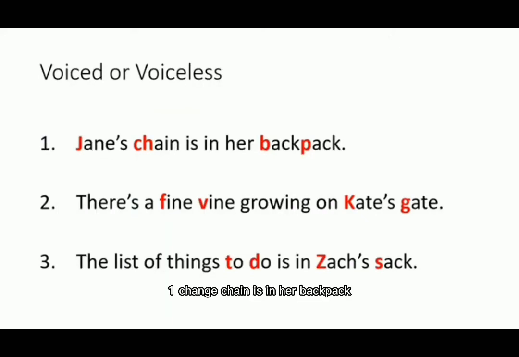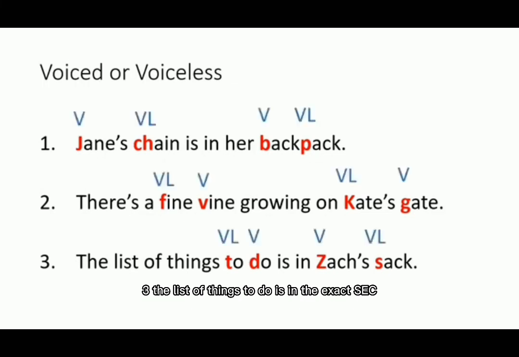1. Jane's chain is in her backpack. 2. There is a vine growing on the gate. 3. The list of things to do isn't Zach's.